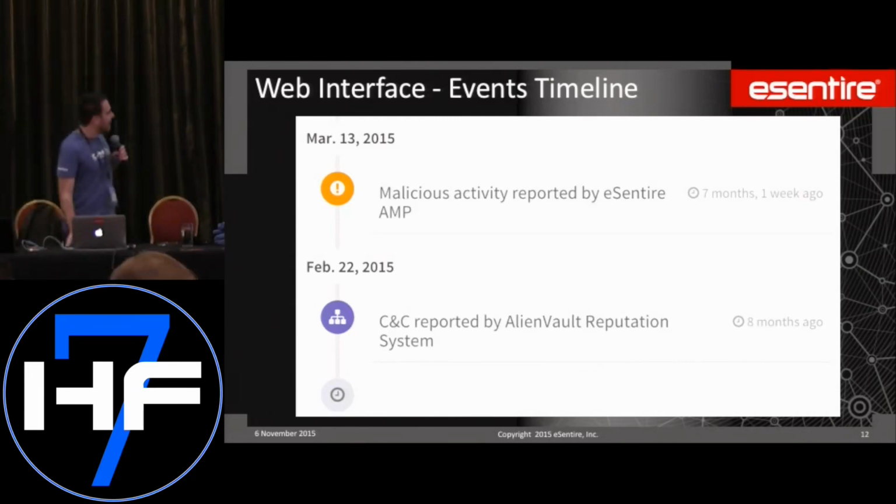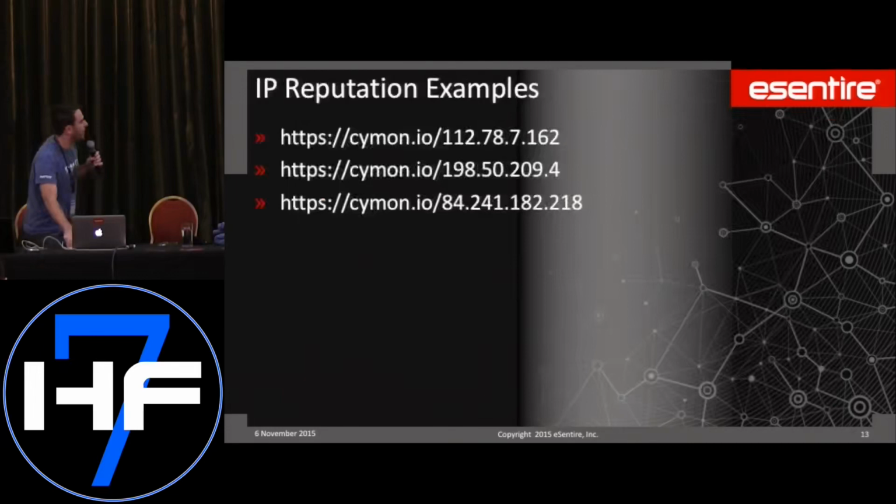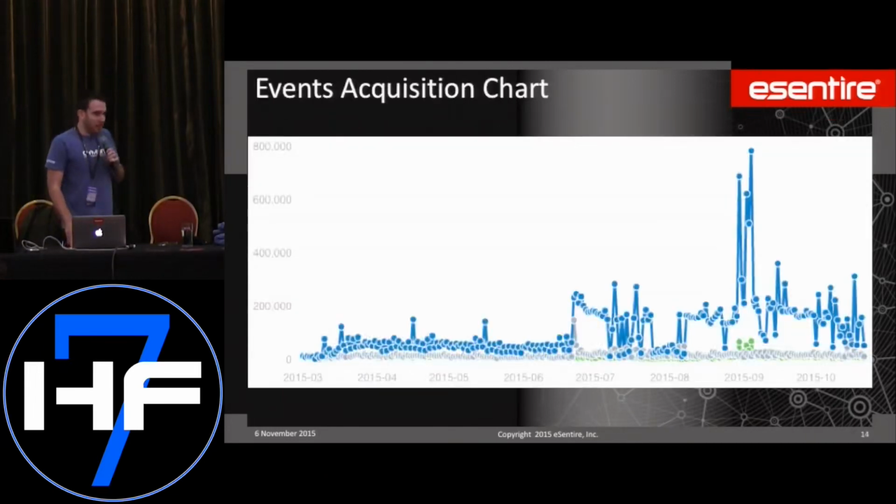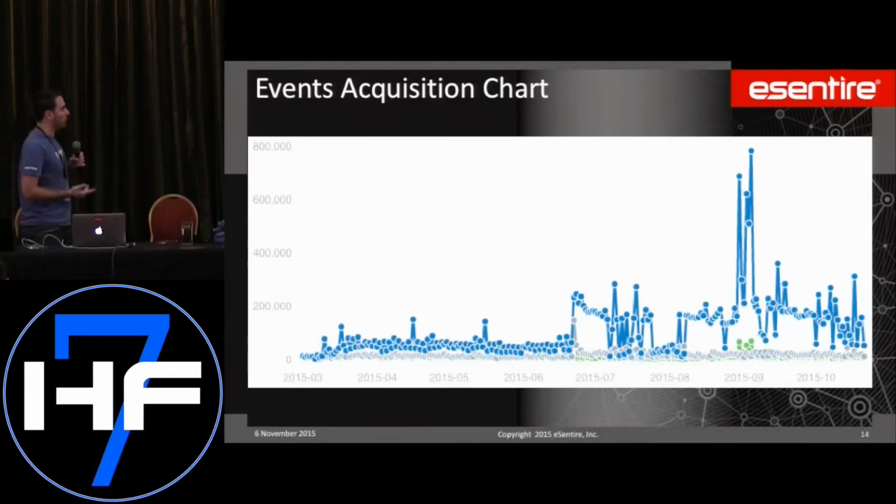Okay, all right. So yeah, this is the events timeline we just saw and some examples. Now let's look at some cool graphs. So this is the events acquisition graph. So when Cymon started running, we had maybe about 10 to 20 different feeds that were coming into Cymon. And over time, we kept adding more and more sources and improving the system as well.